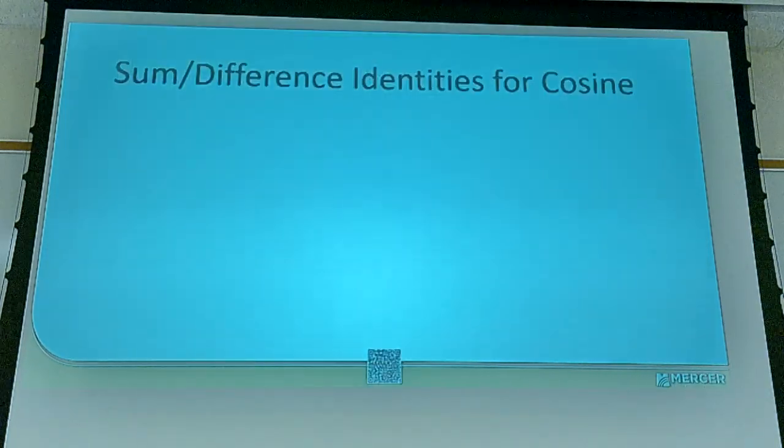First one to look at are the sum difference identities. There were three groups formed. There was a group for cosine, group for sine, and group for tangent.